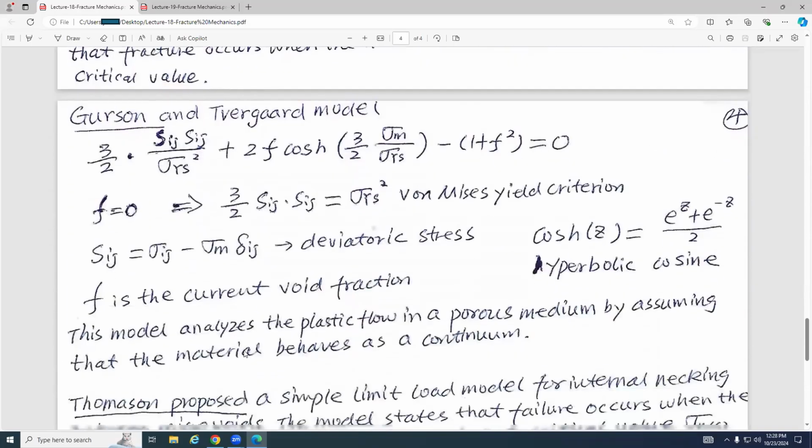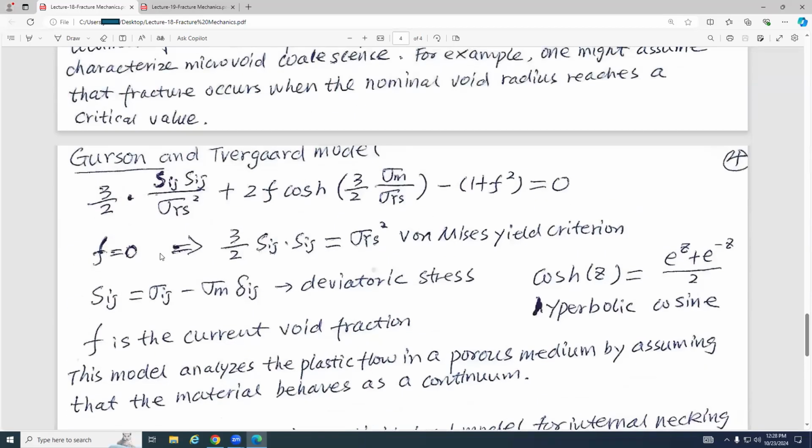So then we talk about another model, and it's called Gurson, and this is the Tvergaard model. Okay, so you can also see, this is a model. A model is a mathematical equation, and so Sij and Sij. Okay, so here, the Sij, you can see, Sij is named deviatoric stress. And what is the deviatoric stress, guys? It is sigma ij minus sigma m delta ij.